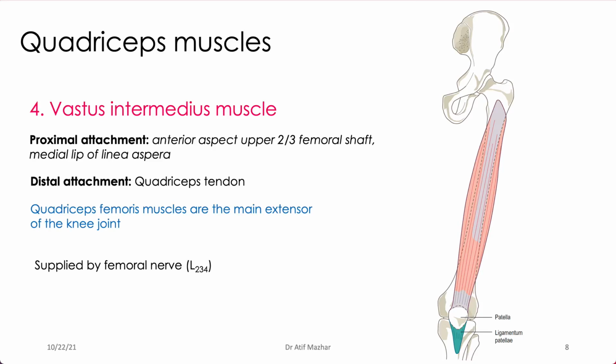From these four muscles, only one muscle, rectus femoris, is crossing my hip joint. The other three muscles are coming from the shaft of the femur. And all these four muscles, distally, blend to make a quadriceps tendon, which encloses this patella, and from the patella to the tibial tuberosity, this green thing is my ligamentum patellae.